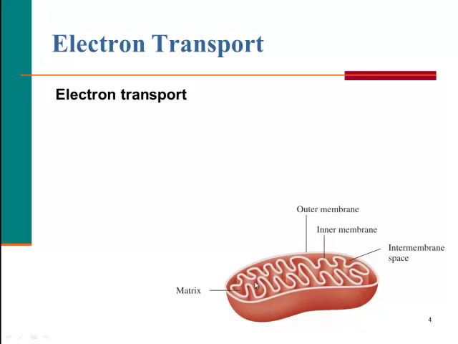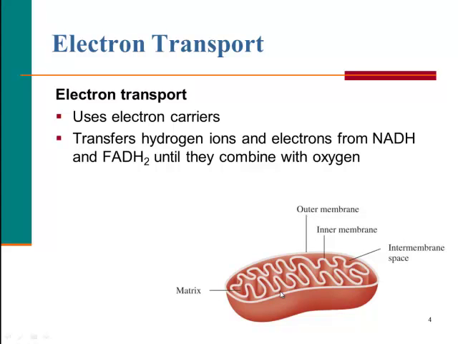Now the electron transport, or the conversion of that energy to ATP, is going to take place by complexes present right here within the membrane of the mitochondria. So it's going to take the energy from electron carriers, such as NADH and FADH2, and take the hydrogens and electrons and ultimately deliver them to oxygen, which is going to produce water.